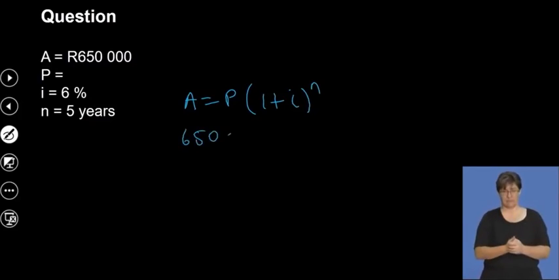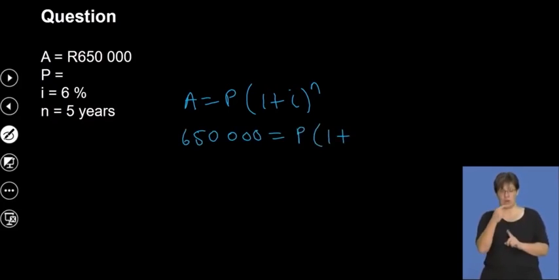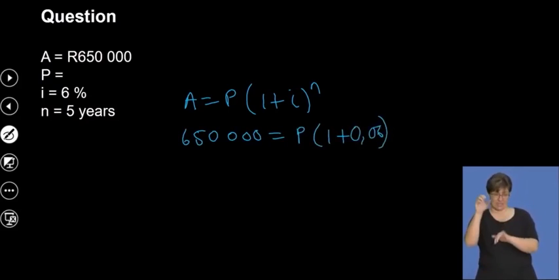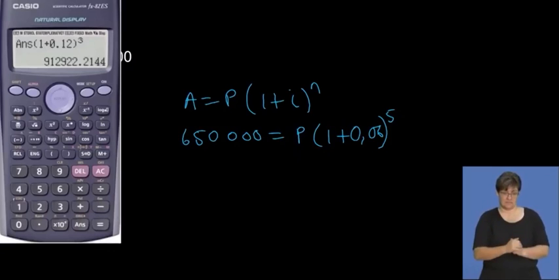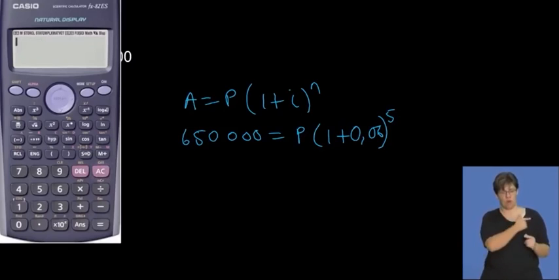So this is 650,000 is equal to, I'm trying to find the value of P, into 1 plus my interest is 6%, so that's 0.06 to the exponent of 5, because that's for 5 years. So remember to avoid rounding off as you are busy working out. So I'm just going to do this as one long calculation. Firstly, we can start with our bracket and see what we get. 0.06 to the exponent of 5.